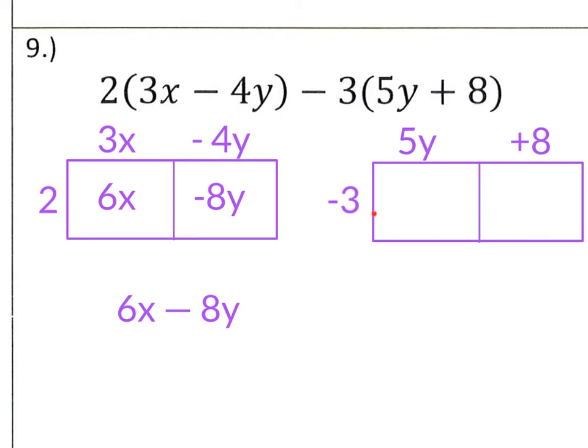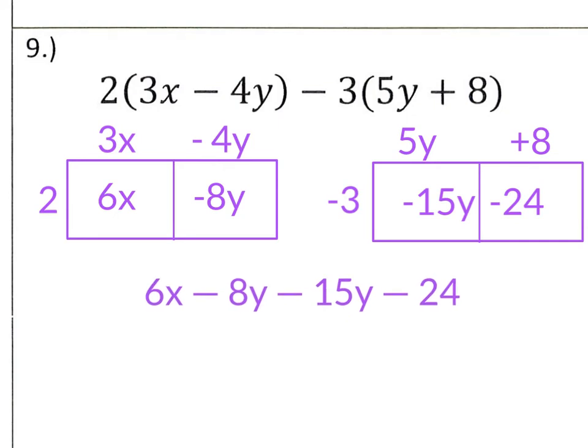To fill those in, we're going to multiply negative 3 times 5y. Negative 3 times 5 gives me negative 15, and because there's a y there, we're going to have a y in my answer. So negative 15y. And then negative 3 times 8 gives me a negative 24. So now I'm going to put those into my answer. I'm bringing over minus 15y and then minus 24.